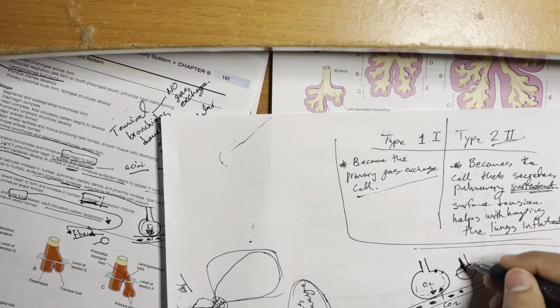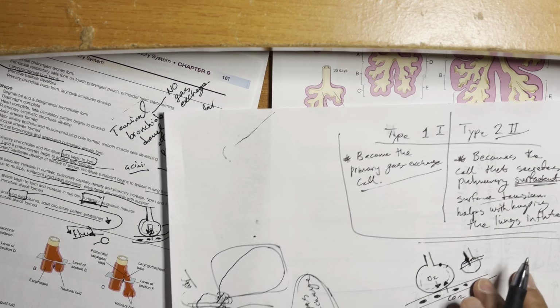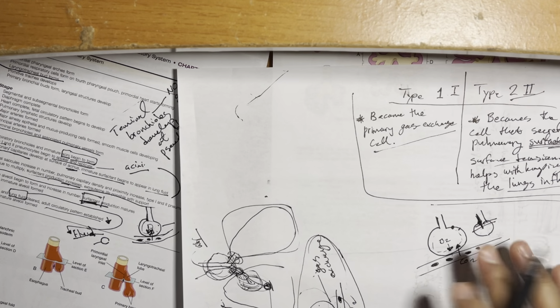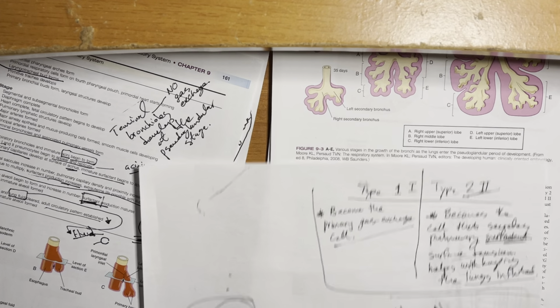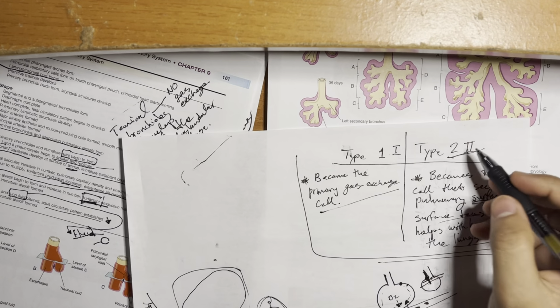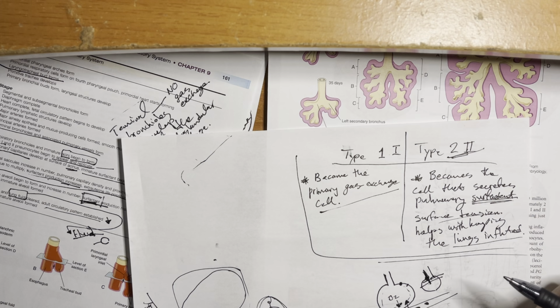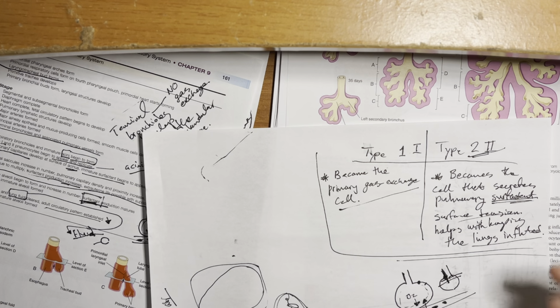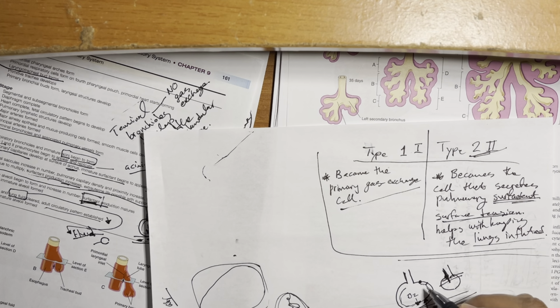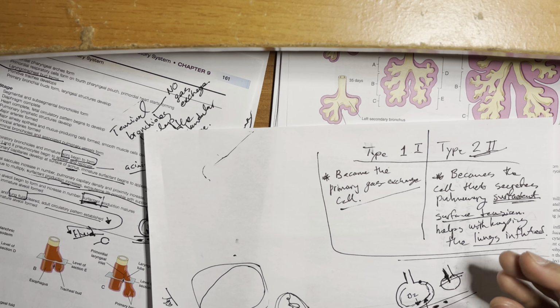secrete the surfactant. That's why when they are developed in this canalicular stage at 24 or 26 weeks, there are not enough type 2 cells that can produce the surfactant to keep the baby's lung inflated. So they administer a surfactant that is manufactured for the baby to keep his lung open, because of the surface tension. And this surface tension is what keeps the alveoli from collapsing, keeps it open.